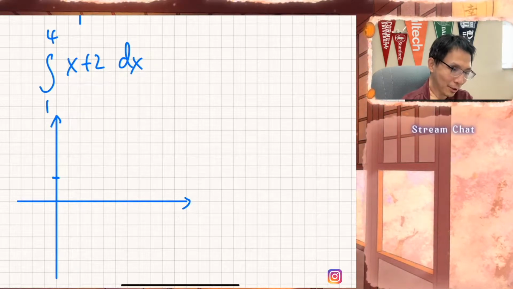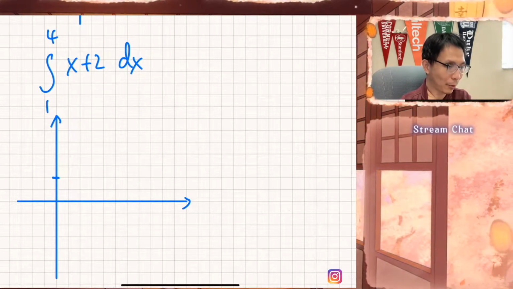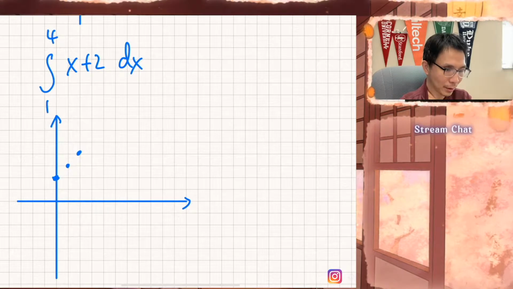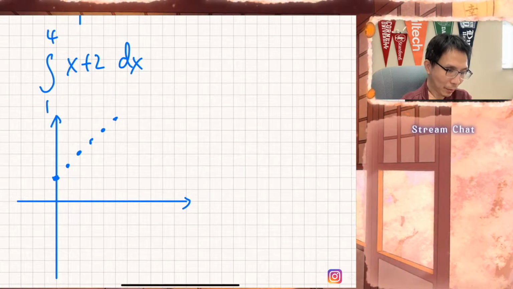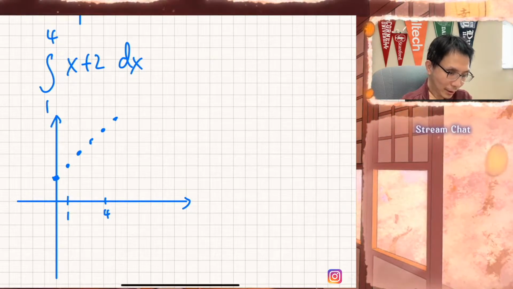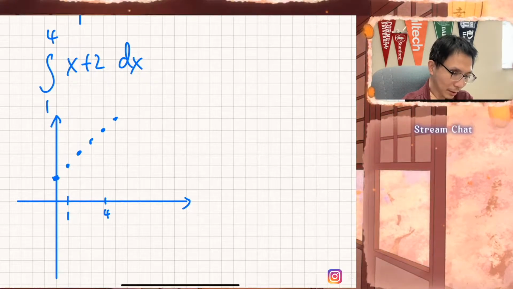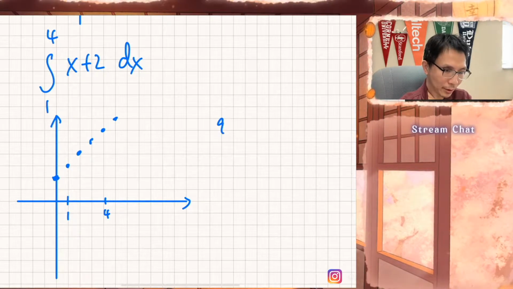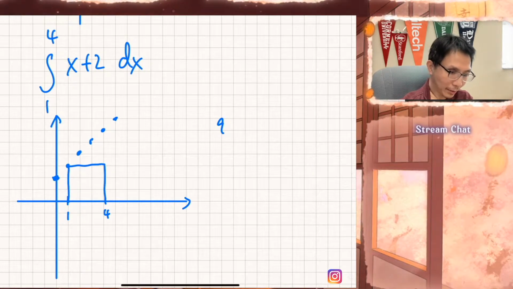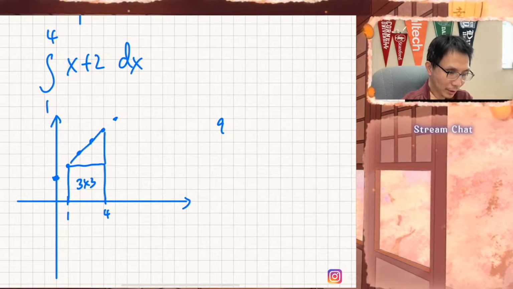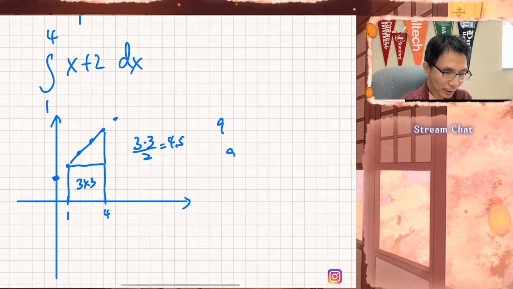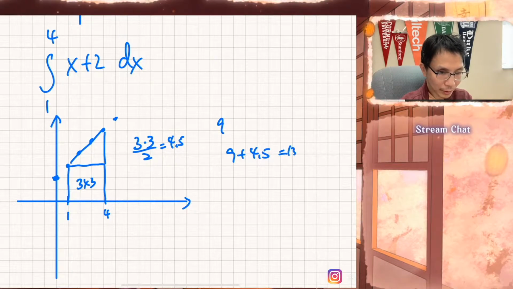I don't know. We're just gonna draw it. X plus 2 means you have a y-intercept at 2, right? X goes up by 1. Does that make sense? And between 1 to 4, like this. So basically it's a trapezoid. Or it can be a square. It's a square, 3 by 3 is 9, right? And this is a triangle, so it'll be 3 times 3 over 2, so 4.5. So it'll be 9 plus 4.5 is equal to 13.5.